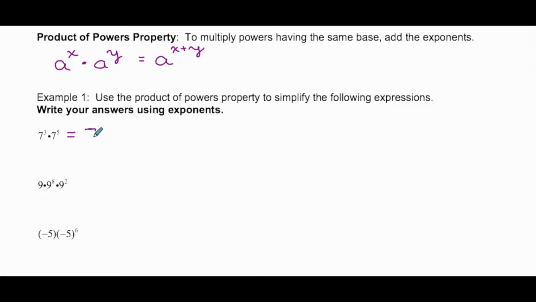7 to the third is 7 times 7 times 7. And 7 to the fifth is 7 times 7 times 7 times 7 times 7. So that's the same thing as, count it all up, 7 to the 8th. I could have shown 7 to the third times 7 to the 5th is the same thing as 7 to the whatever 3 plus 5 is. That would be the quicker way to go.